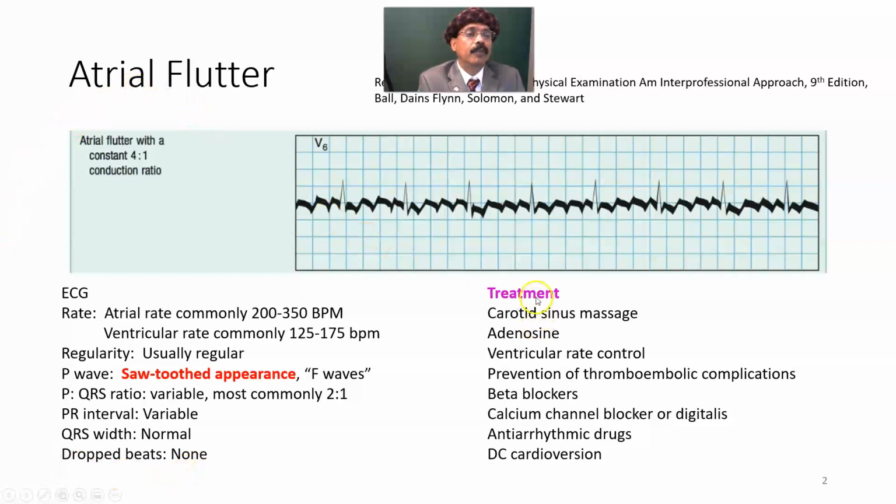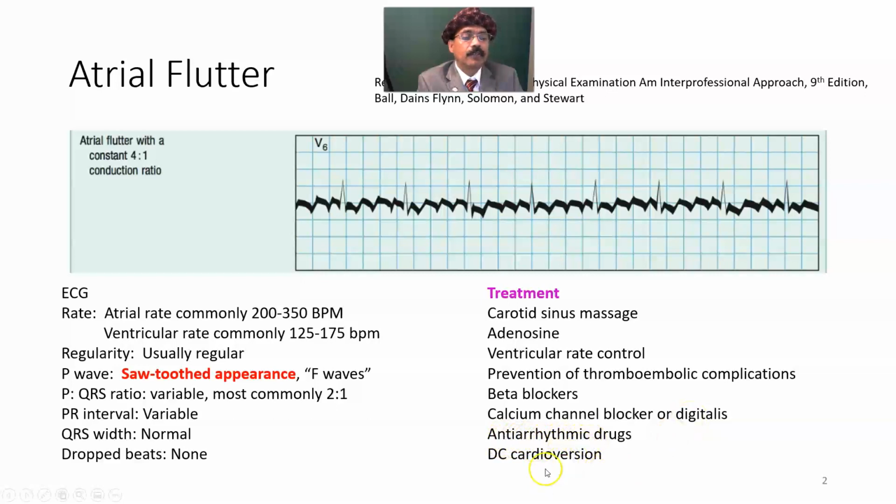How can we manage? We have some non-pharmacological treatment like Valsalva maneuver, carotid sinus massage, or adenosine treatment. Ventricular rate control should be done, and prevention of thromboembolic complication by anticoagulant, beta blocker, calcium channel blocker, or digitalis. We don't prefer digitalis here. Digitalis may act slowly, and digitalis itself may cause arrhythmia.